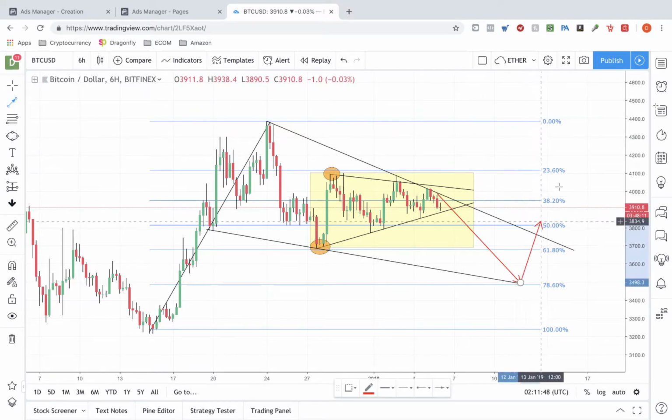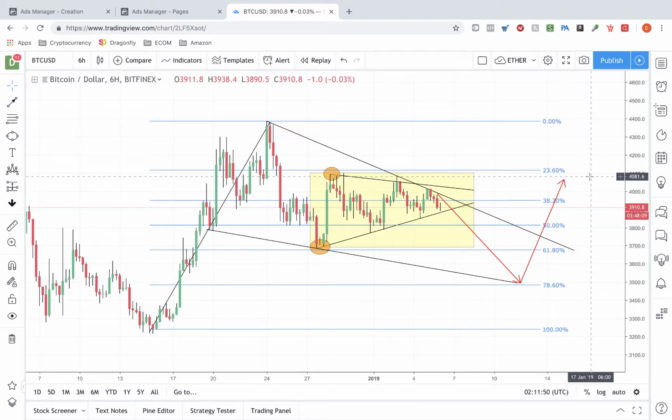Okay, this is something kind of new, kind of a theory I'm looking at. That is totally possible. That's why we wait for a break to one side or the other on this wedge here. But you can see we're consolidating inside of a wedge that's forming lower lows. So maybe we could bounce back down.